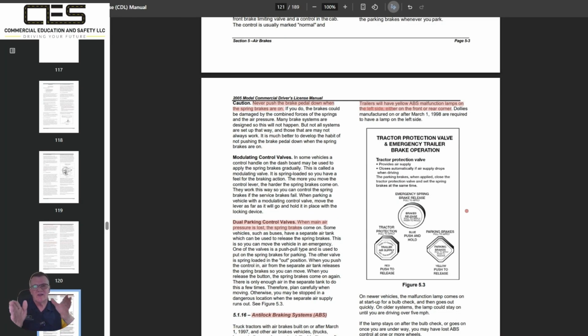Dollies, those are the things that go in between. Let's say you're doing doubles or triples and you got a pintle hook with a set of tires and a fifth wheel on top of it. That's a converter dolly, to convert that dolly into a fifth wheel platform to connect more than one trailer. Those are mandatory. 1998, March 1998.